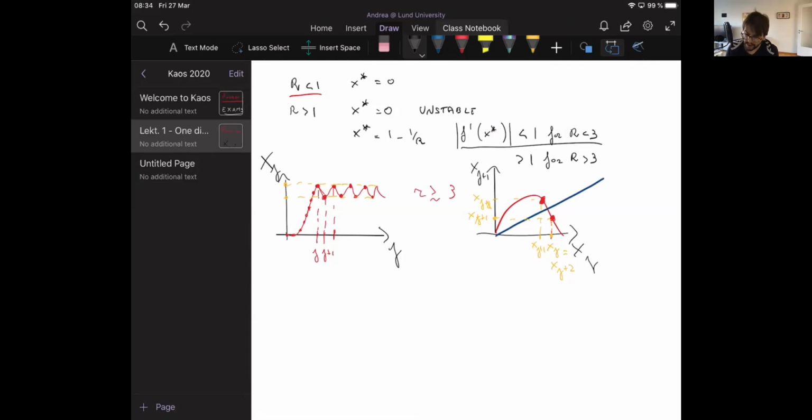So we talked about the first return map, but there is nothing stopping us from studying how xj plus 2 behaves in function of xj, that I call function 2 because it's a second return in function of xj. If I study this map, I will observe that these two xj's are fixed points in the second return map. Okay?